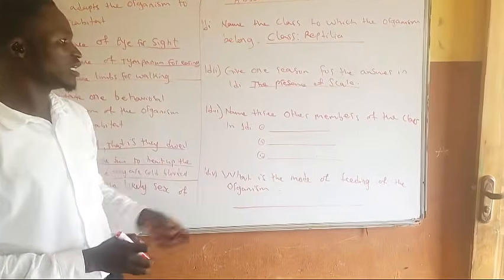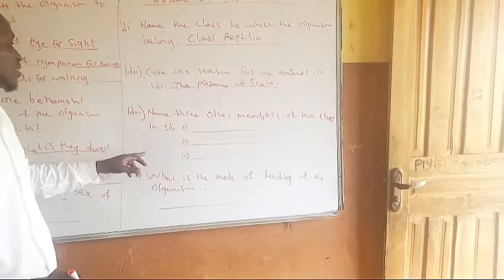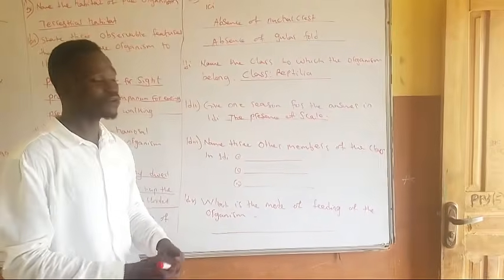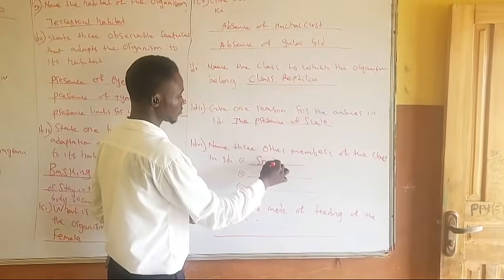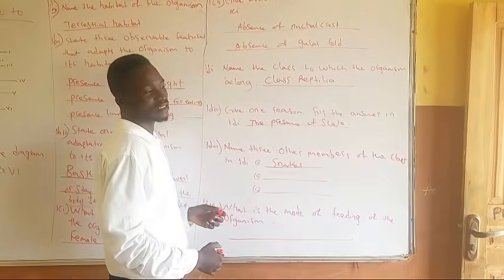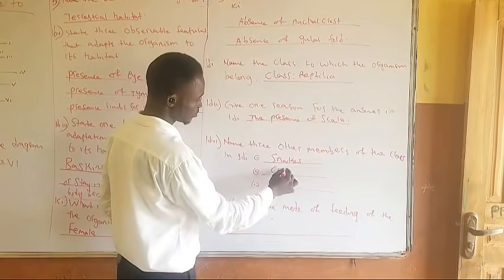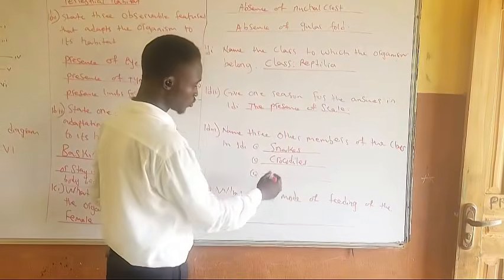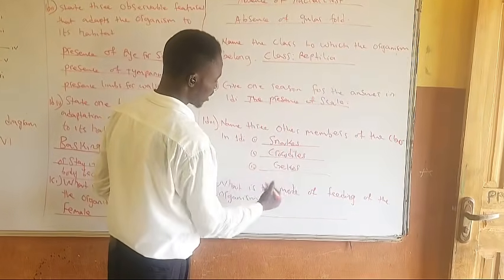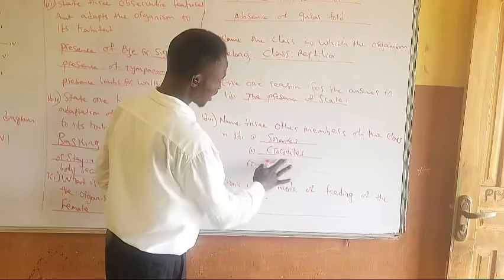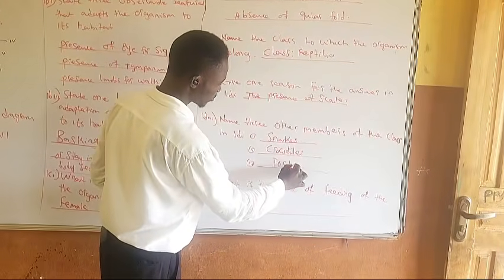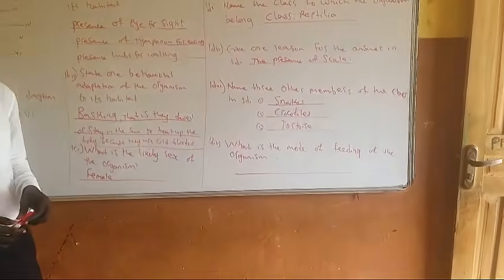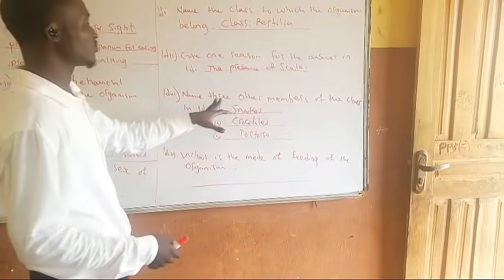Now the next one: name three other members of class Reptilia. Of course, snake. After the snake, we have the crocodile. After the crocodile, we have the gecko, or let's put tortoise. Either geckos or tortoise, iguana, and so on. They all belong to the class Reptilia.